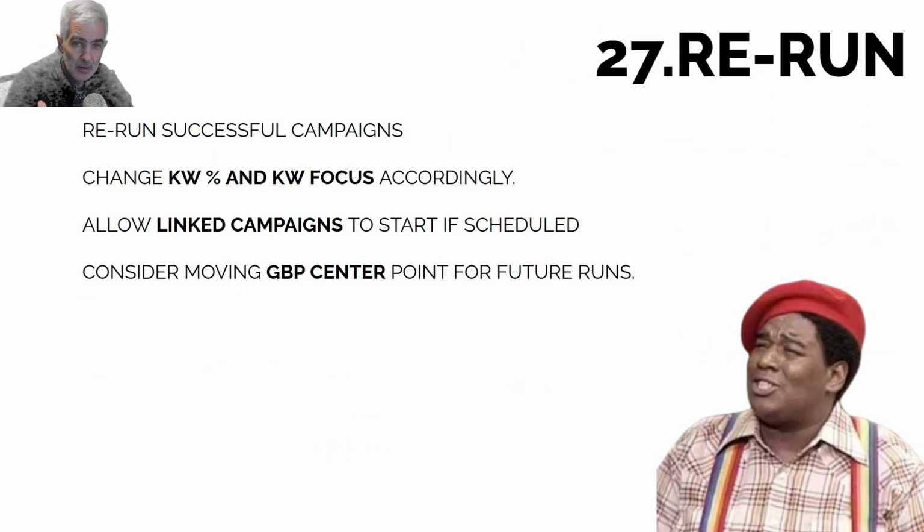Next, rerun. So, rerun successful campaigns, change keyword percentage and focus accordingly, allow link campaigns to start if they're scheduled, consider moving the center point for future runs, etc. So those are my tips on SEO Neo.